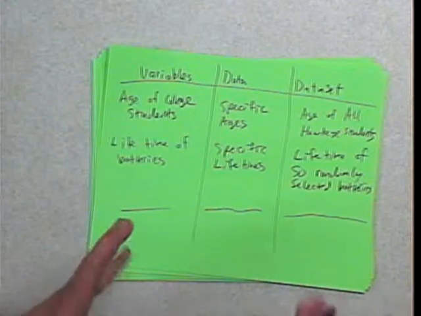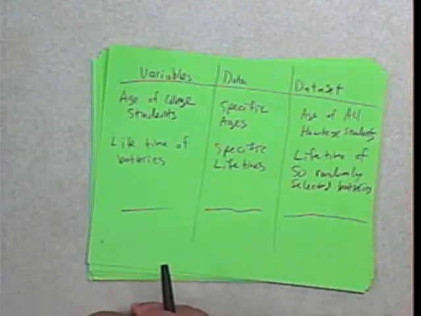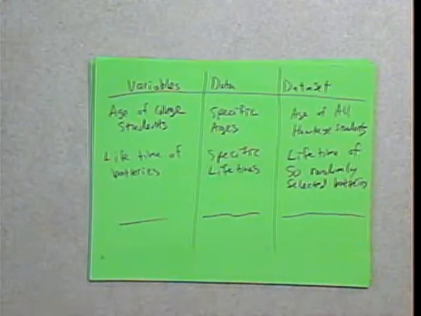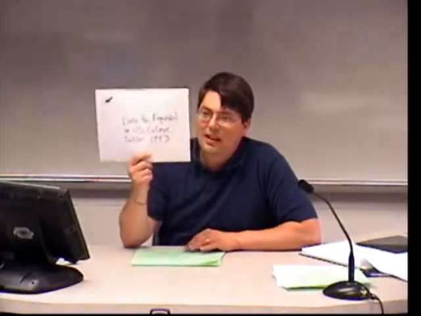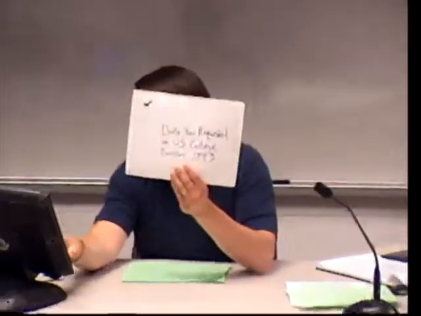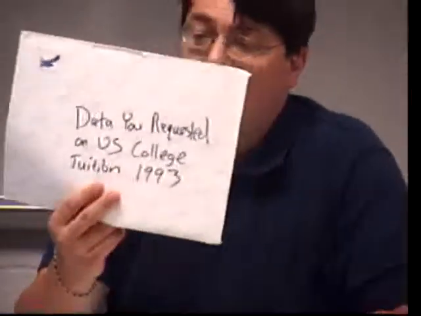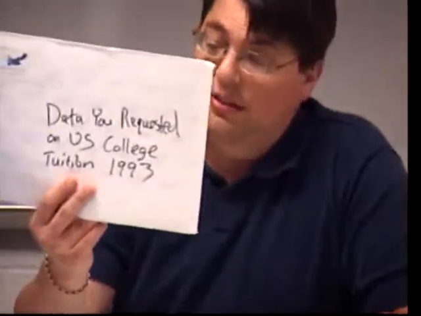It's a particular set of data that you're interested in. Okay? So now let me give you an example here. Let's say you're a researcher, you are interested in college tuitions, and you've been doing a study on college tuitions, and you requested this here, and you probably can't read it. There we go, now you can. The data you requested here on U.S. college tuitions from 1993.